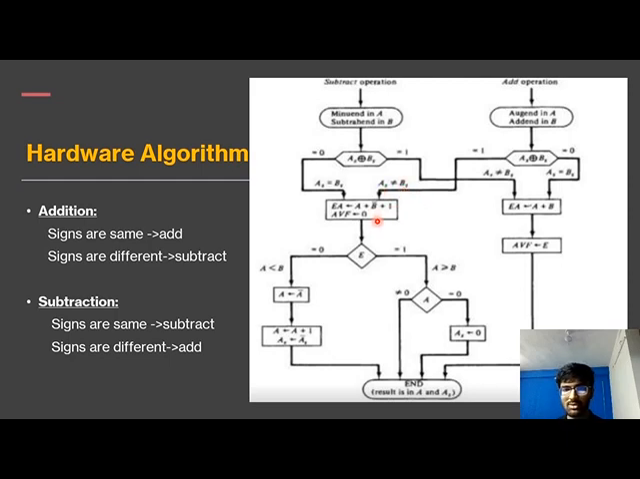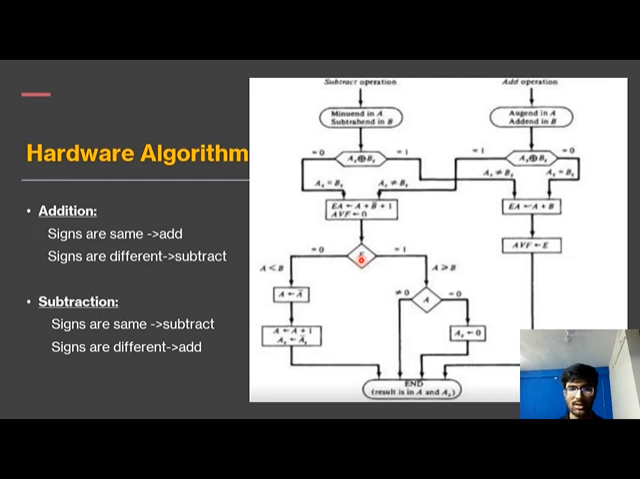So what is the 2's complement of B? It is the 1's complement plus 1. The 1's complement of B is B bar, plus 1. So we add the 2's complement of B to A, that is A plus B bar plus 1, and that is stored to A. And then the overflow flip-flop is set to 0. And now we will check the carry.